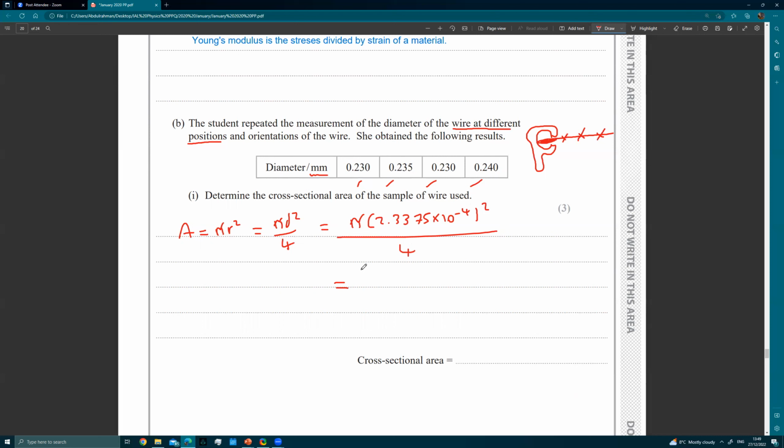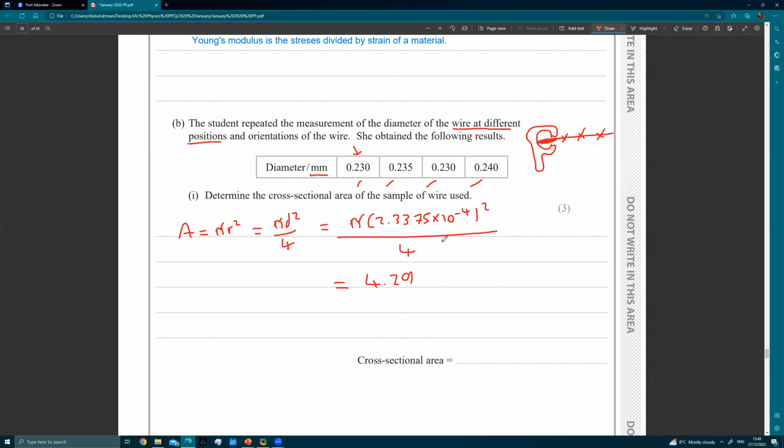is 4.29. I'm going to put it to 3 significant figures just because these were all 3 significant figures as well. So 4.29 times 10 to the minus 8, although it's actually fine in this scenario to use 2 significant figures because you did work out an average. So what's the unit? Well, it's area, so it's meters squared.